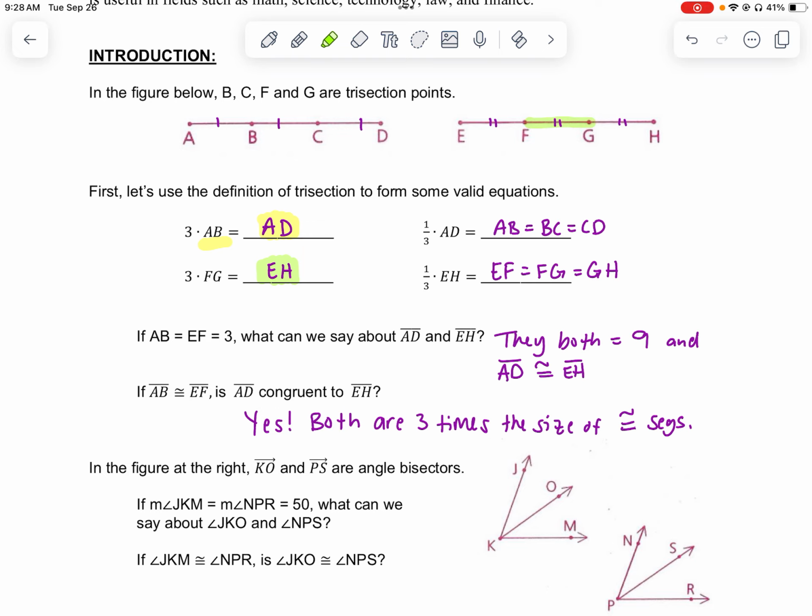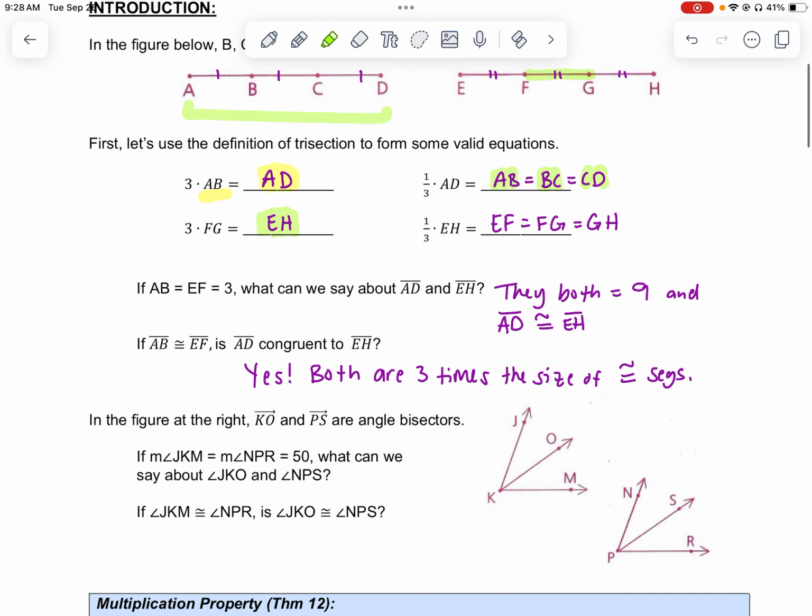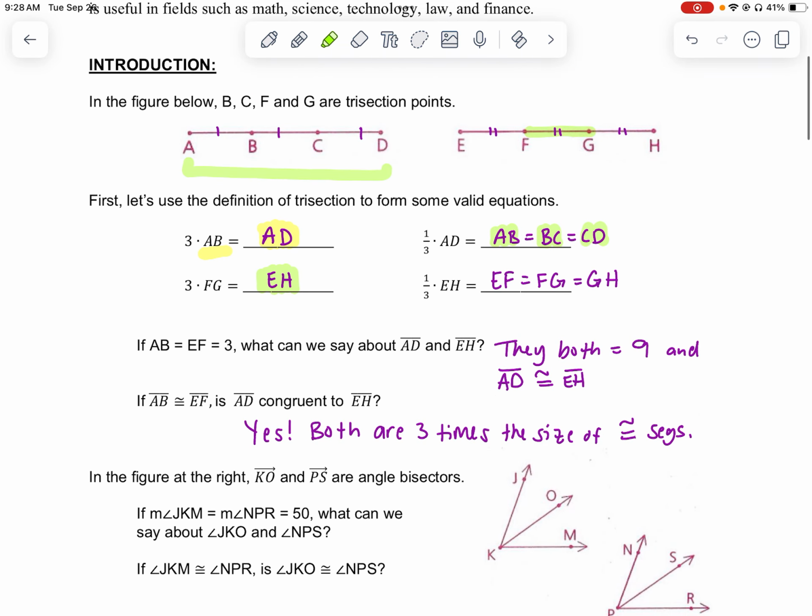Let's say I'm curious about the length of the full segment AD. If I were to take 1/3 of the full segment or divide it by 3, the number that I result in would equal the length of segment AB, BC, or CD. I chose to list all three, and we could have picked one, and the same holds for EH. So now, not only do we have our regular definition of trisection points, it makes congruent segments, we're adding a multiplication and division relationship to them.